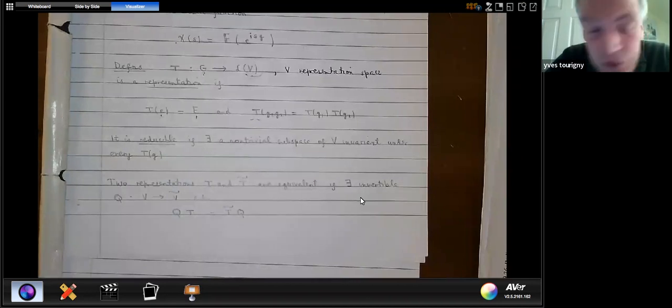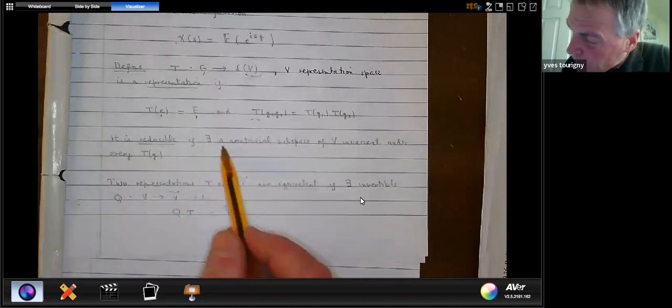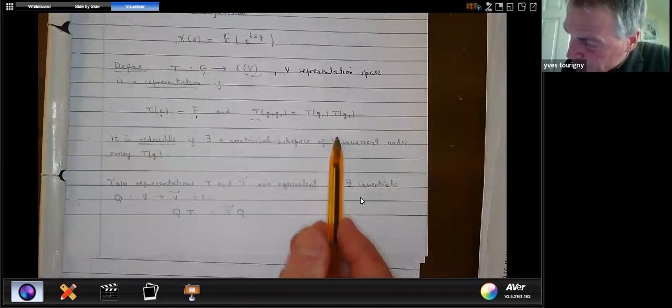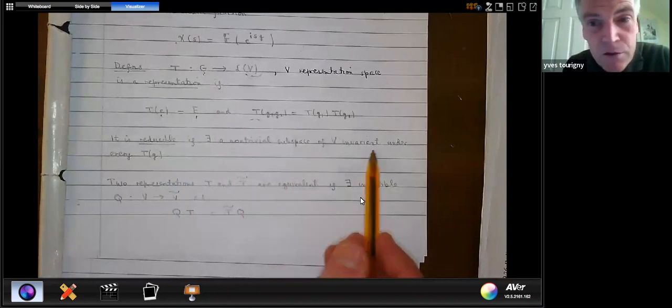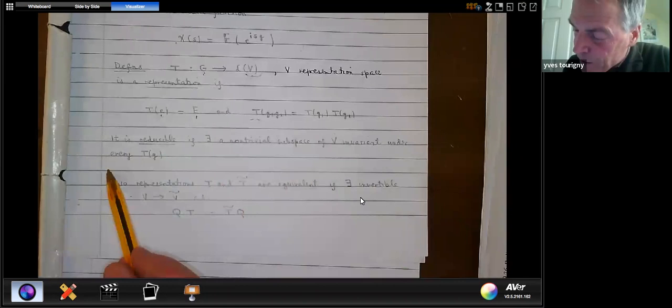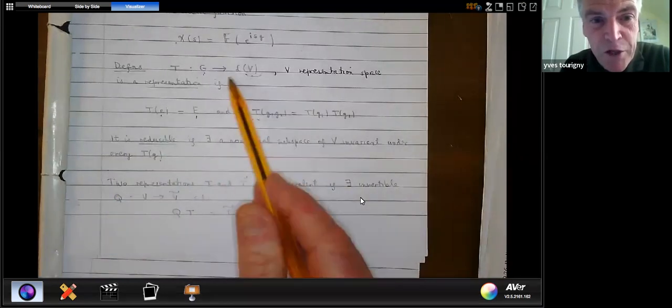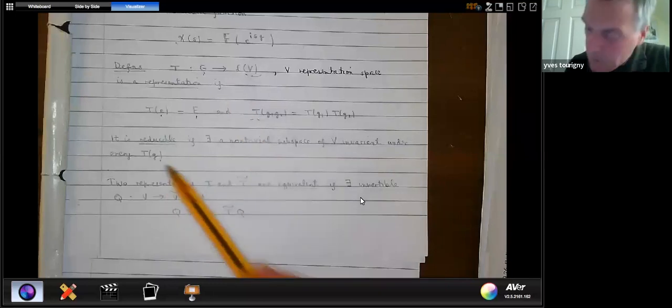So a representation is said to be reducible if there is a non-trivial subspace of the representation space V that is invariant under every transformation TG.